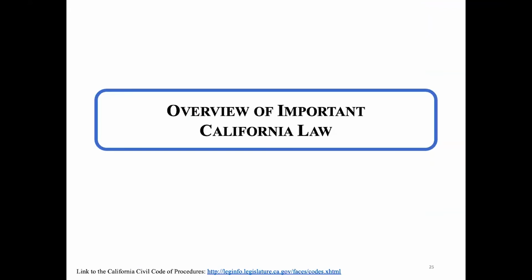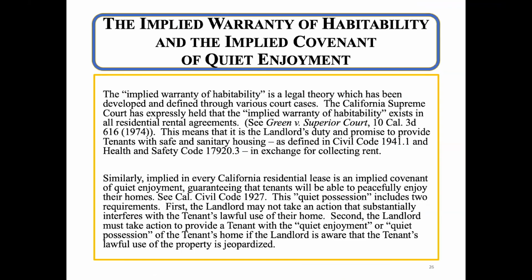Okay, so this is just an overview of important California law that is relevant to both landlords and tenants. First of all is the implied warranty of habitability and the implied covenant of quiet enjoyment. The implied warranty of habitability is a legal theory which has been developed and defined through various court cases. The California Supreme Court has expressly held that the implied warranty of habitability exists in all residential rental agreements in California. So there's a court citation there, so you are free to read that case if you desire.